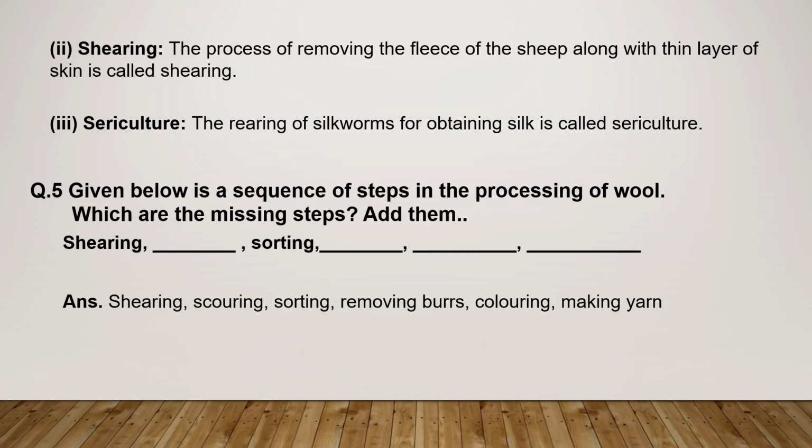Next term is shearing. The process of removing the fleece of the sheep along with a thin layer of skin is called shearing. And I told you that shearing is one kind of shaving. The removal of hair from the body or removing the fleece of the sheep, that process is called shearing.